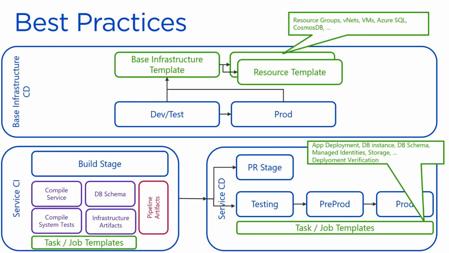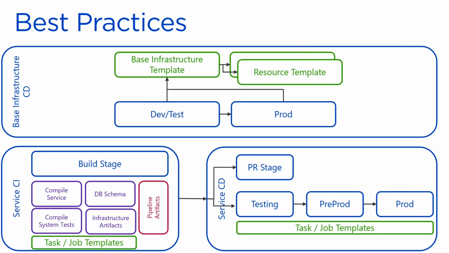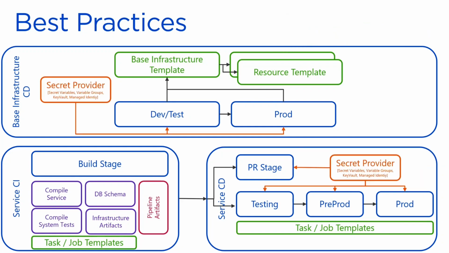If you have again a look at our deployment overview, basically every time we're accessing a resource, we need to access the secrets to be able to configure the application or access Azure or any other target environment. So we need to use secret providers inside our continuous deployment process. Those can be secret variables, variable groups, key vault through variable groups, key vault directly, or even managed identity if you want to go passwordless.